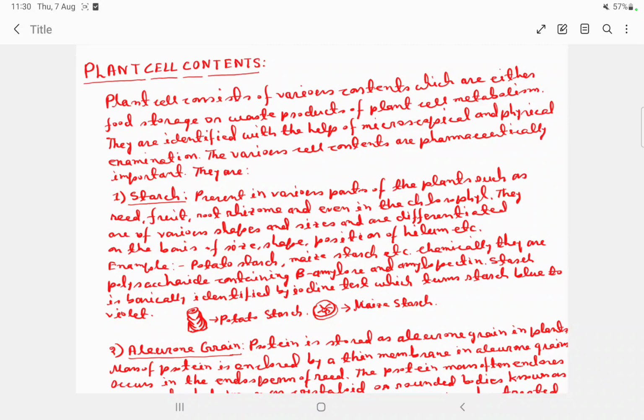Today I am going to discuss plant cell contents. A plant cell consists of various contents, which are either food storage products or waste products of plant cell metabolism, or byproducts. They are identified with the help of microscopical and physical examination. There are various cell contents which are pharmaceutically important.